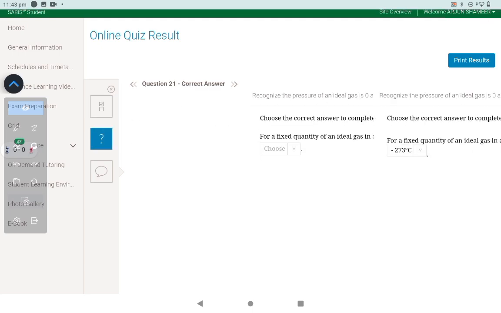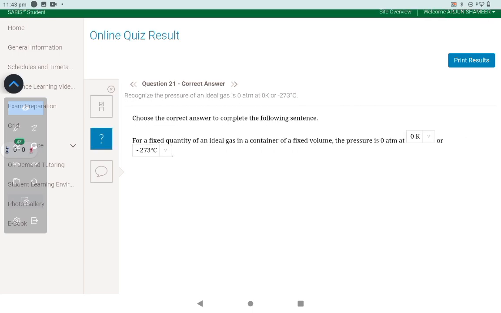Now, this one is for a fixed quantity of an ideal gas in a container of a fixed volume. Pressure is 0 atm at 0 Kelvin or negative 273 Celsius. Remember, memorize this. Whenever it's at absolute 0, which is 0 Kelvin or negative 273 Celsius, the pressure of an ideal gas is always 0.